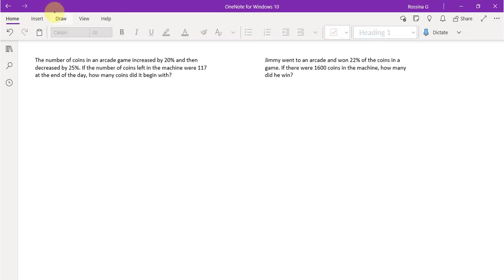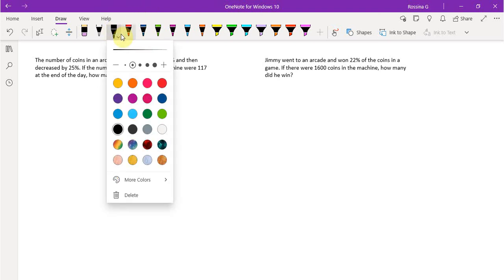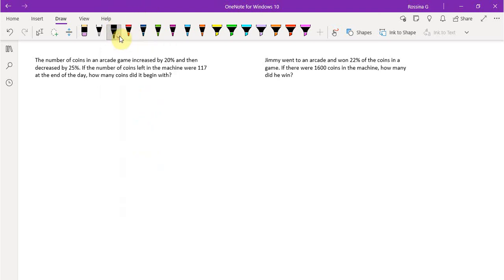Let's read the first one. The number of coins in an arcade game increased by 20% and then decreased by 25%. If the number of coins left in the machine were 117 at the end of the day, how many coins did the machine begin with?